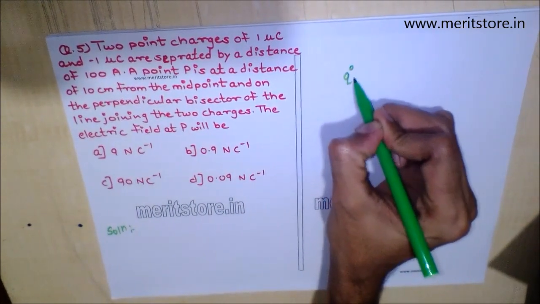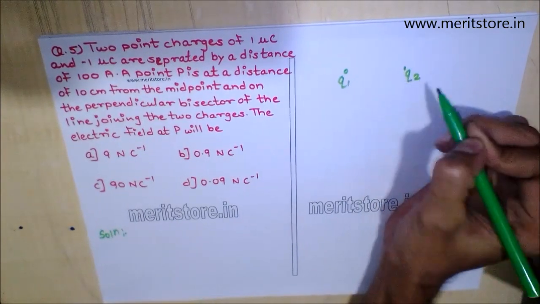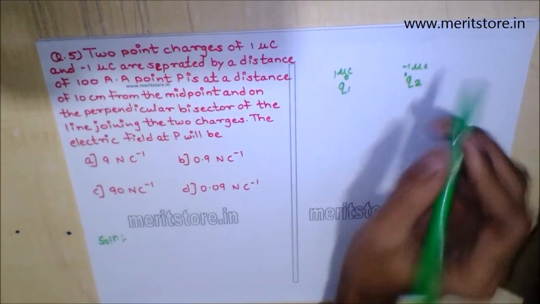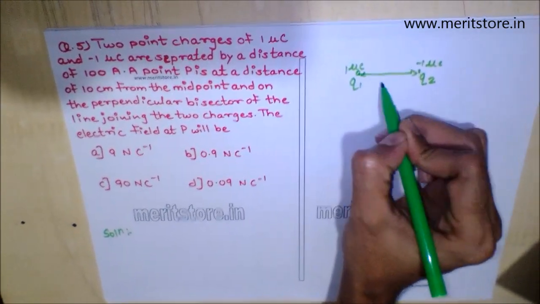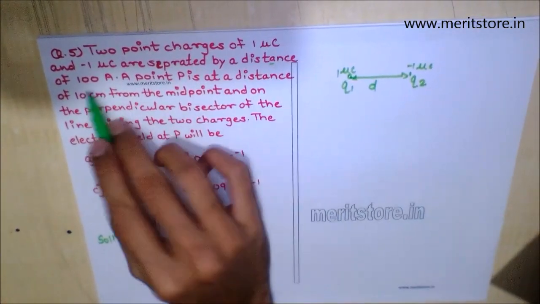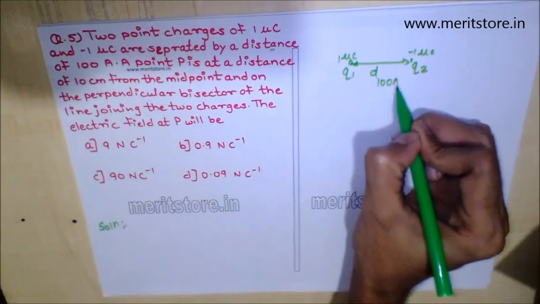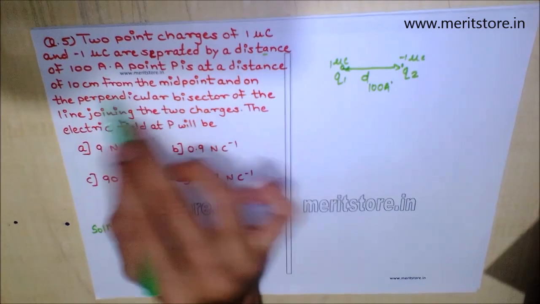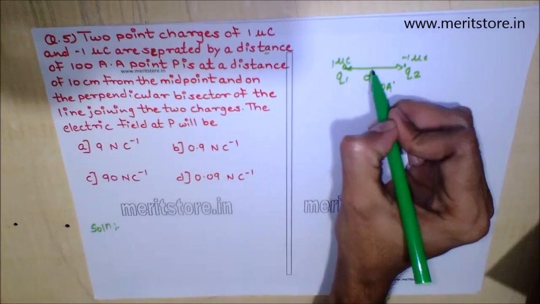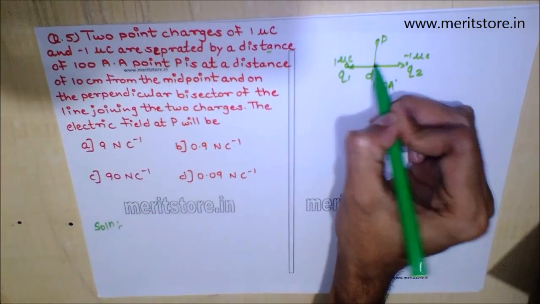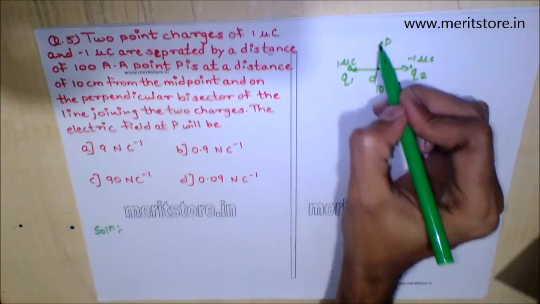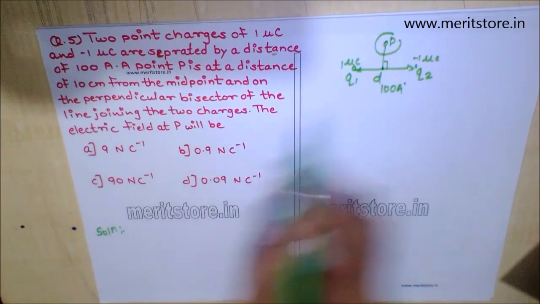So basically we have charge Q1 out here, we have charge Q2. Q1 will be 1 microcoulomb and here it will be minus 1 microcoulomb. So the distance between them D, which is separated by a distance of 100 angstroms. Okay, then a point P is at a distance of 10 centimeters from the midpoint. So from the midpoint there is a point P which is on the perpendicular bisector of the line joining the two charges. So we have to find the electric field at the point P.